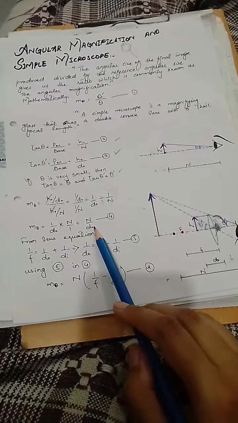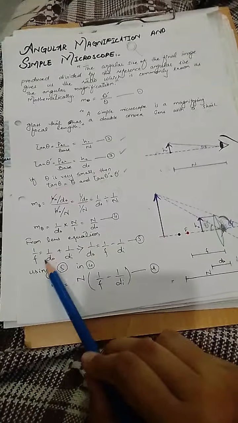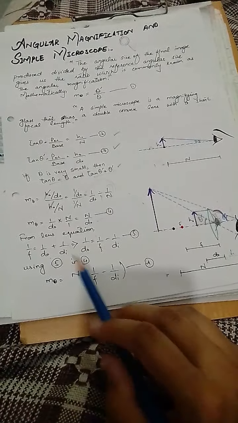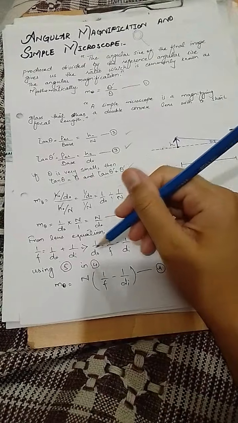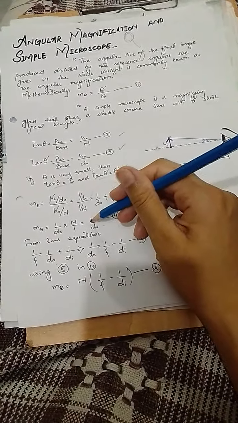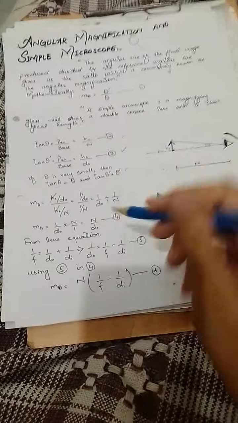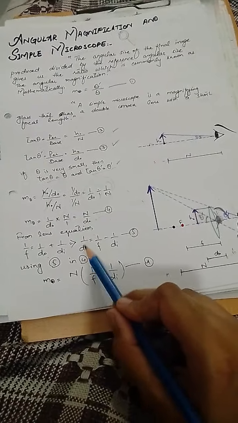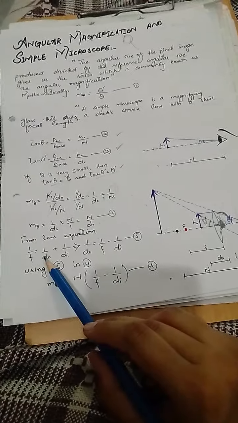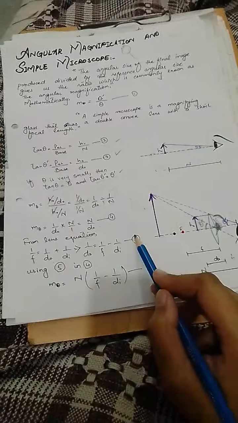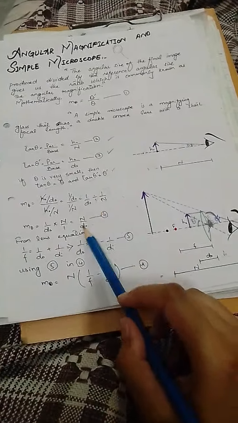All right, so now what are we gonna do? We are gonna use the lens equation. The lens equation says 1 by f equals 1 by d_o plus 1 by d_i. All right, so here we need 1 by d_o because in equation number 4 we have n into 1 by d_o. Right, so evaluating 1 by d_o, we get 1 by d_o equals 1 by f minus 1 by d_i from this equation. Alright, so we're gonna just use this 1 by d_o, the equation number 5, over here.